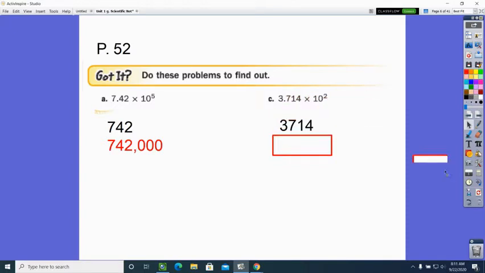So on this one, I'm going to put my cursor between the 3 and the 7, and I'm going to move it 2 places to make it bigger. So around the 7 and around the 1, and I have 371.4. The number one mistake, guys, is to just add zeros, the number of zeros. But it's not that. You have to move the decimal to represent multiplying by a power of 10.